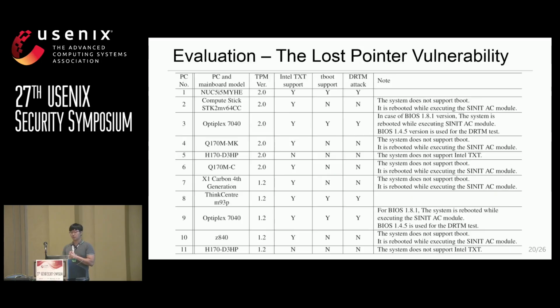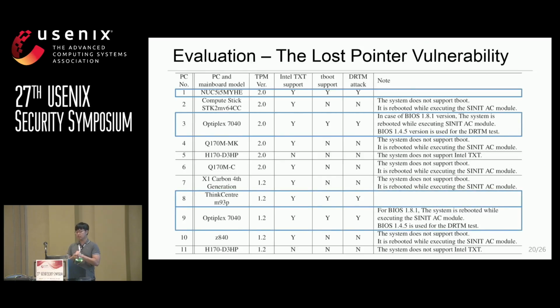This is the DRTM attack results. To run Intel's DRTM implementation, tboot, the CPU and mainboard should support Intel TXT technology and launch Intel's DCE SENTER AC module. We tested tboot on all devices listed in this page, and finally got 5 devices, PC number 1, 3, 8, and 9. As I mentioned earlier, the lost pointer DRTM vulnerability is an implementation problem. Therefore, we could exploit the vulnerability regardless of PCs and TPM versions.